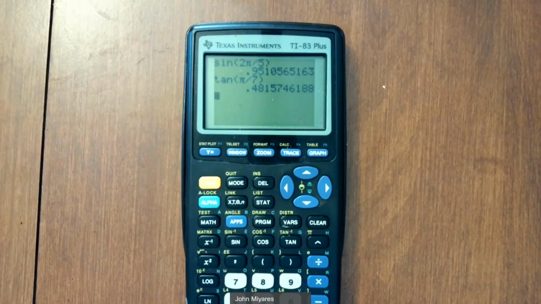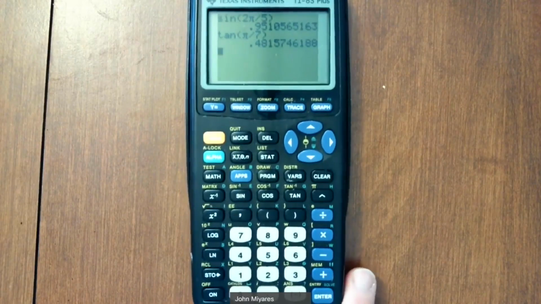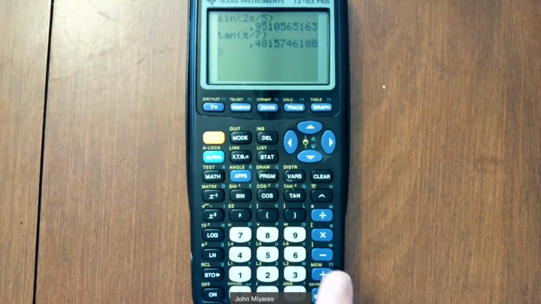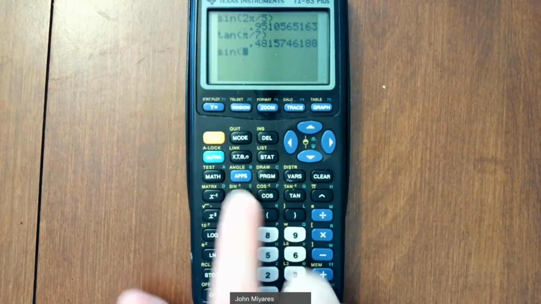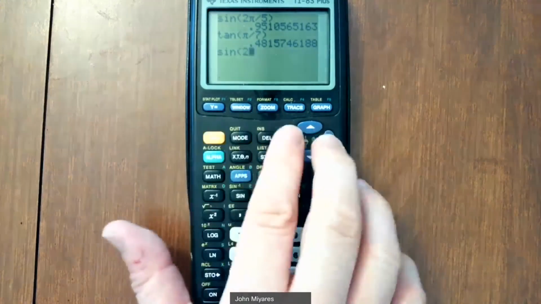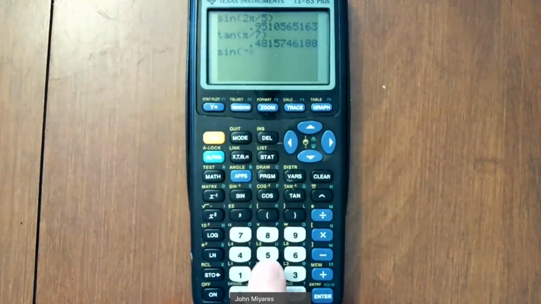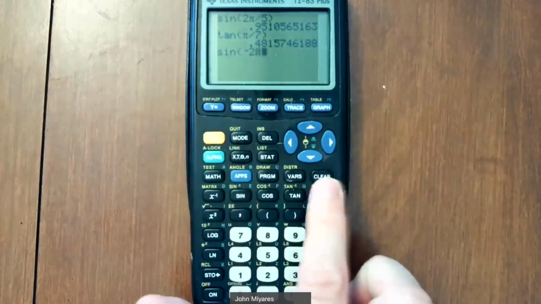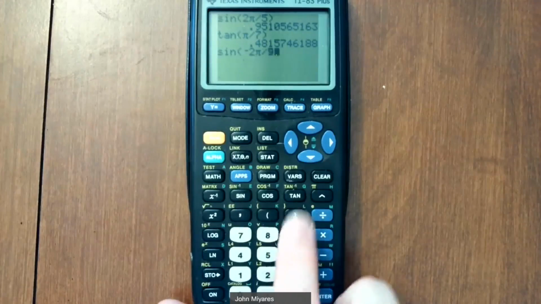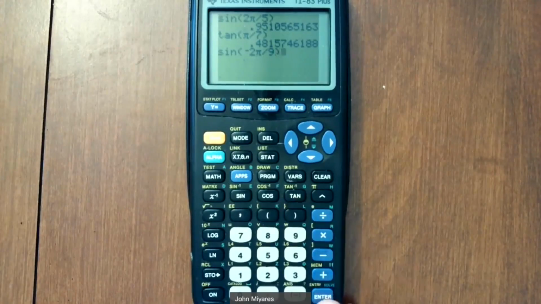For the sine of negative 2 pi over 9, we want to make sure we're using the white negative key down here below the number 3 and not the blue minus key. So I'll say sine of negative 2 pi divided by 9. Close my parentheses and we enter it like so, negative 0.64278776.